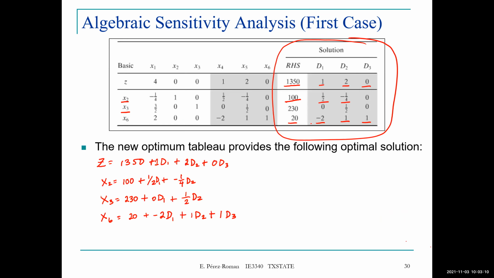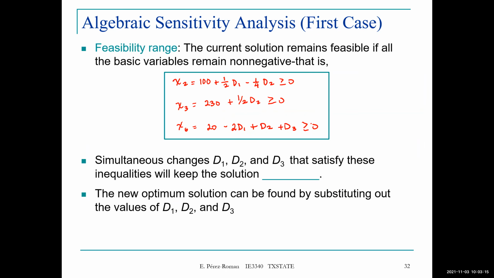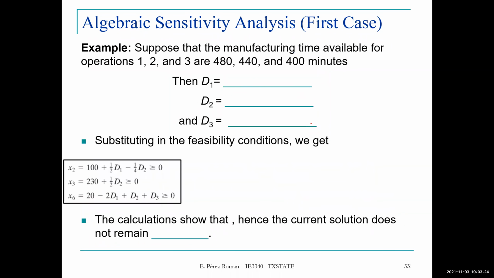So now that I know that this solution has to be greater or equal to 0, and that simultaneous changes D1, D2, and D3 that satisfy these equalities will keep the solution feasible, I want to see if these changes that I'm proposing are feasible. From 430, I'm making D1 equals 480. From 460, I'm decreasing operation 2 to 440. And from 420, I'm decreasing the third operation to 400 minutes.